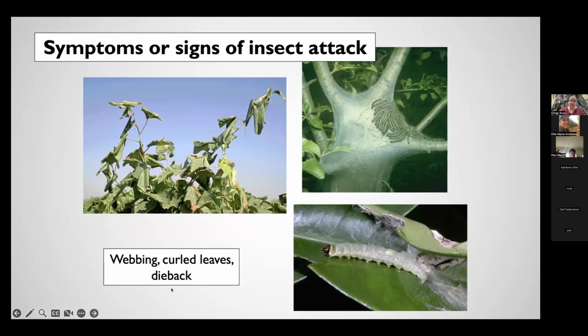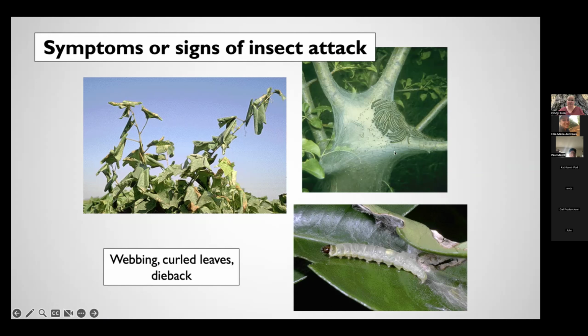Now, webbing, curled leaves, and dieback. Leaves that are curled or flattened, like pressed together, this is telling me that there's a leaf roller, like a larva that's inside. It's a larva that will roll the leaves and then feed inside and pupate inside, creating a protective area, and then they emerge as an adult. A lot of moths will do this behavior.